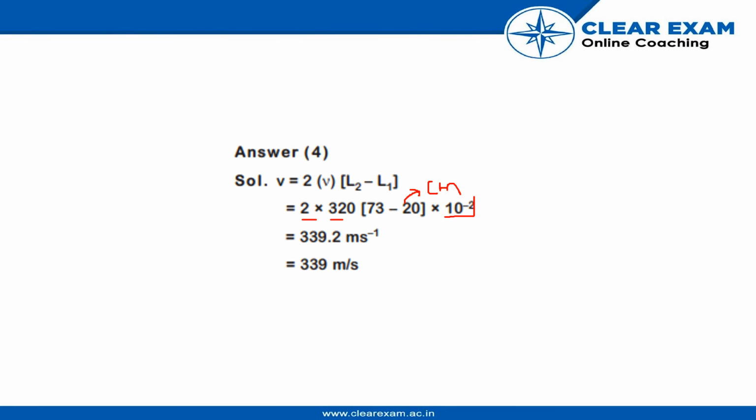So on solving this equation, we get the value of V as 339.2 meters per second. So if we round off this value, we get the answer as 339 meters per second. So the correct answer for the given question is option 4.